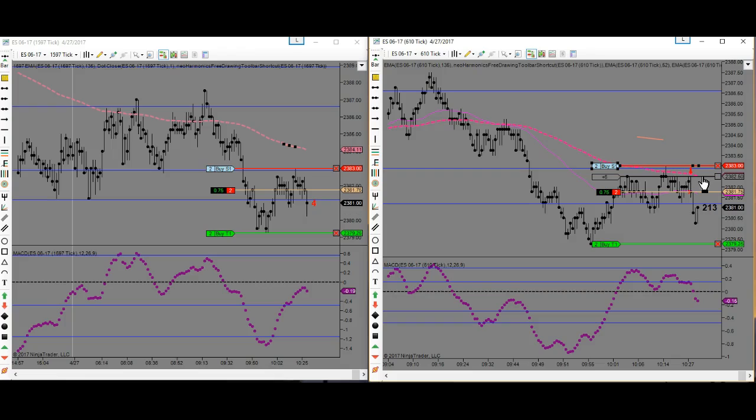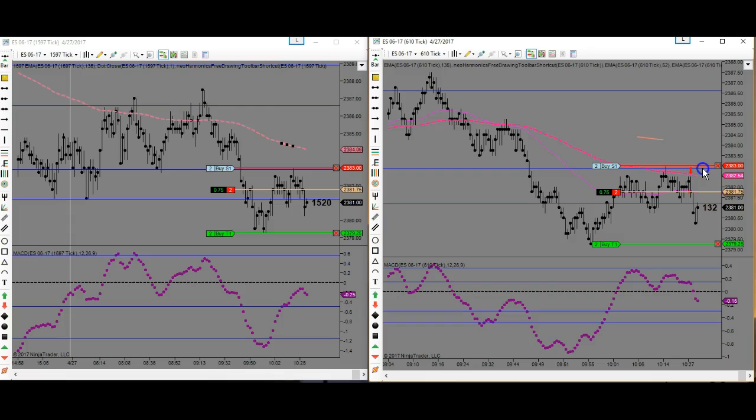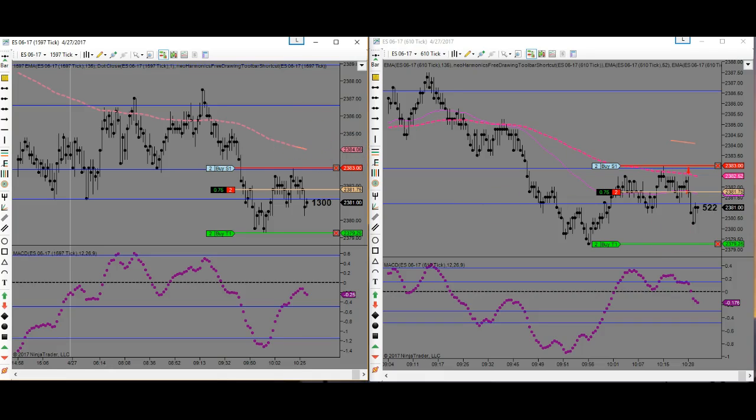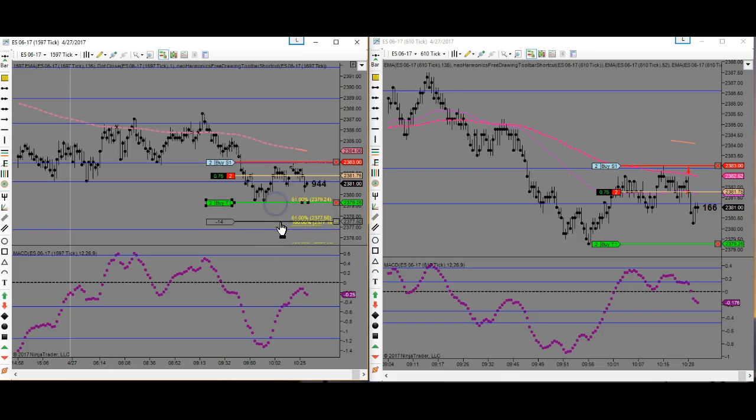Let's watch this push down a little bit further. Everything's in line for it. What I'd like to see is where we have the potential to go. It's about the same. Down here.